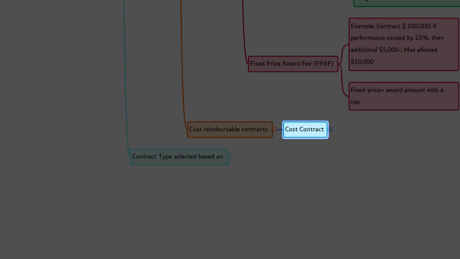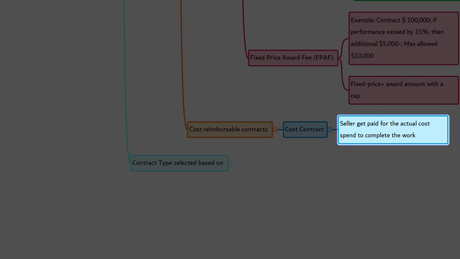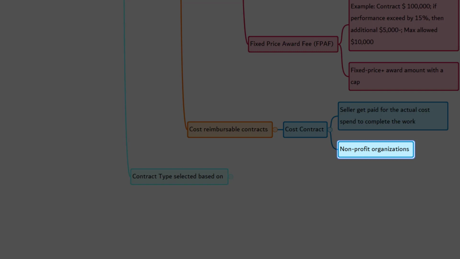The first one is cost contract. In cost contract, the seller gets paid on the actual cost that he spends to complete the work. There is no profit paid to him. He merely gets paid on the actual cost spent. You may be thinking, who will be ready to accept this kind of contract when there's no profit? Yes, as you guessed rightly, it's the non-profit organizations.